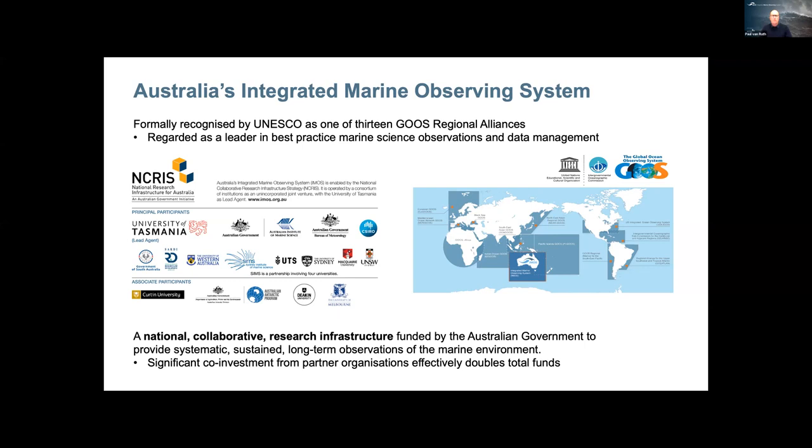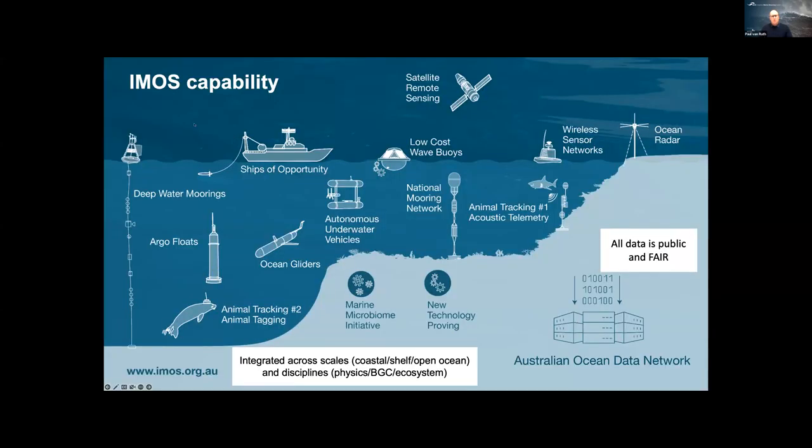And we run with a co-investment model, and we get significant co-investment from our partner organisations, who you can see on the left of the slide here, which effectively doubles the total funds that we have to work with in the program. At the moment we run more than 60 sub-facilities across the program, and you can see the different types in the graphic here. These are collecting observations on more than 50 different climate and marine variables.